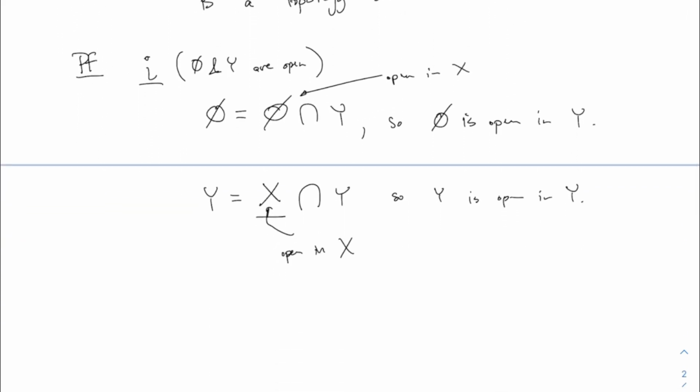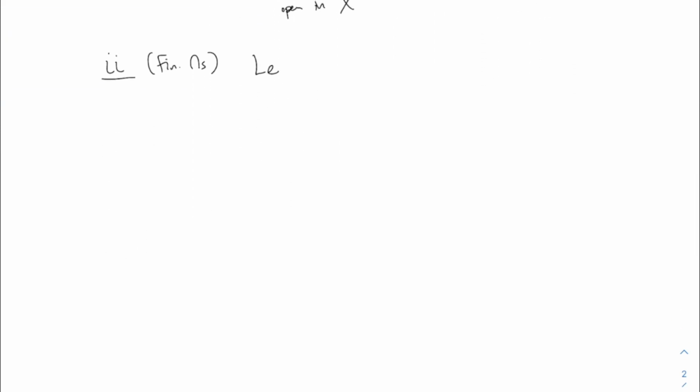Can we do the next, the others? All right, this is the finite intersections property. So we need to say something like let U1 to Un be open in Y. And then I want to show that the big intersection of Ui, i equals 1 to n, is open in Y. Right? This is how you show the finite intersections property.